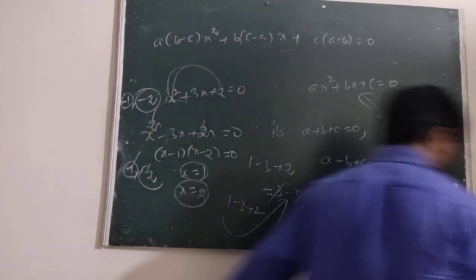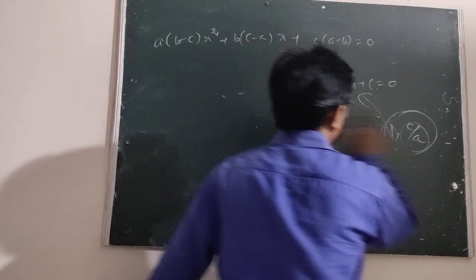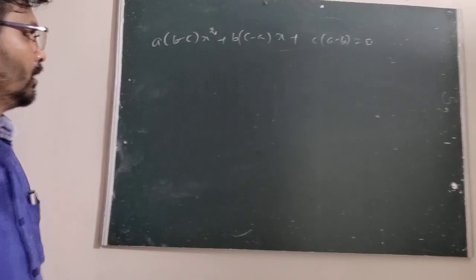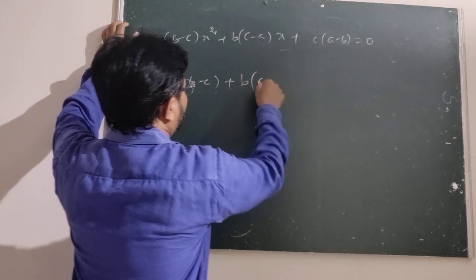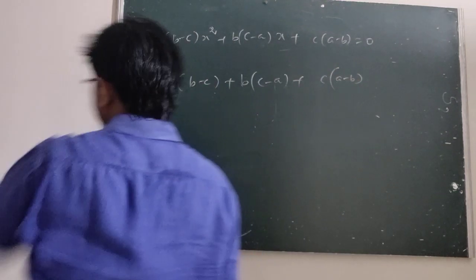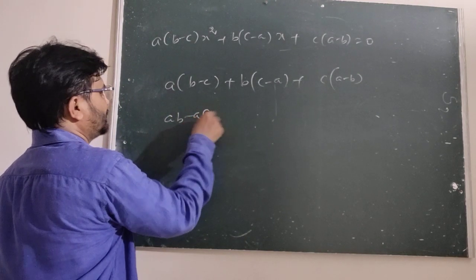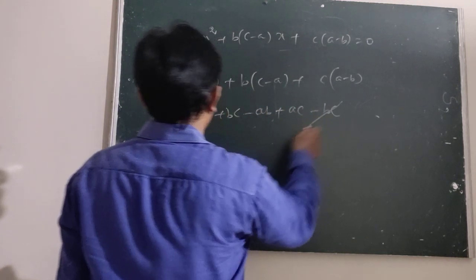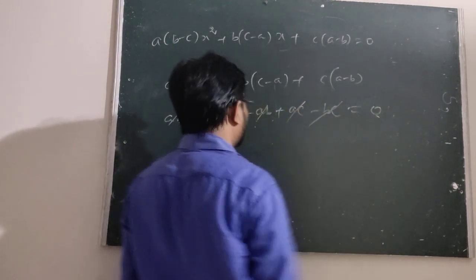Now taking the given equation, what you observe is that the sum of all the coefficients is a into b minus c, plus b into c minus a, plus c into a minus b. This is a cyclic expression. Adding all these, we get ab minus ac, bc minus ab, ac minus bc. The bc cancel, minus ab plus ab cancel. Everything we got is 0. What are the roots here?